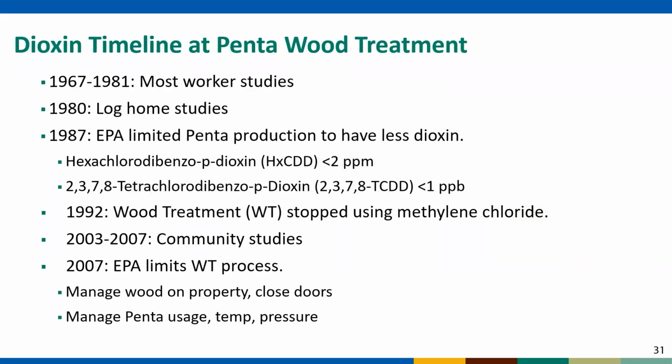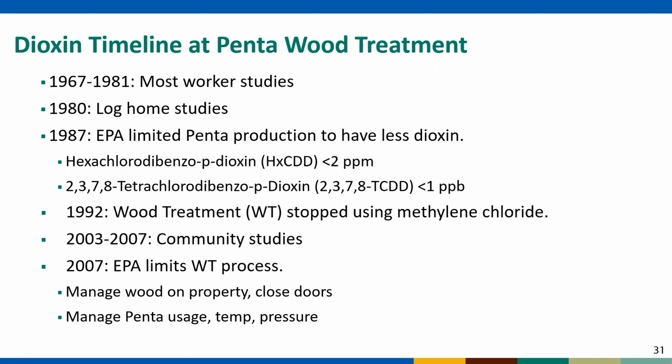Now, this is a dioxin timeline. Let's use this dioxin timeline to look at the data and the uses of penta wood treatment. Through the 1960s, there was a series of worker studies that investigated the presence of dioxin and other chlorinated substances in the wood treatment process. And then later in the 1980s, there was a series of log home studies published based on investigations done mostly from 1978 through 1980.